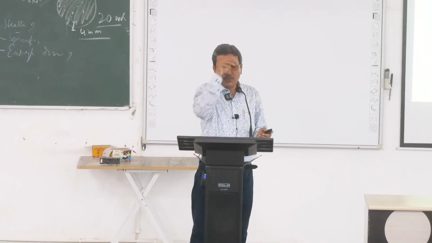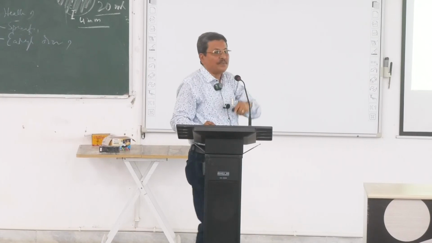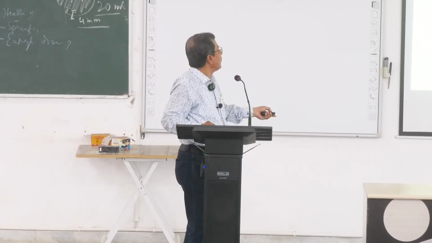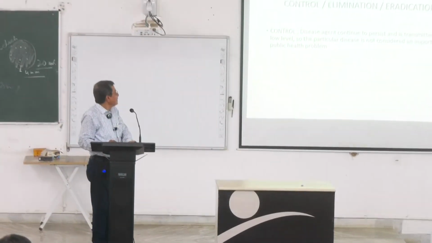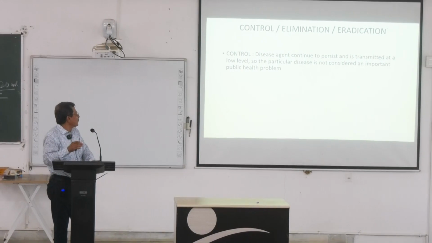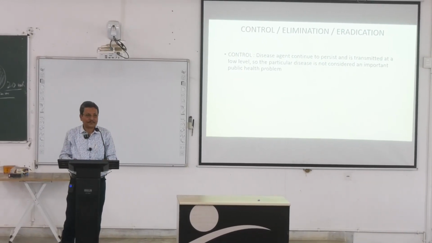Because we have to know what you mean by control of the disease, what you mean by elimination of the disease, and what you mean by eradication or extinction of the disease. Control means the disease agents continue to persist and are transmitted at a low level, so that the particular disease is not considered an important public health problem.